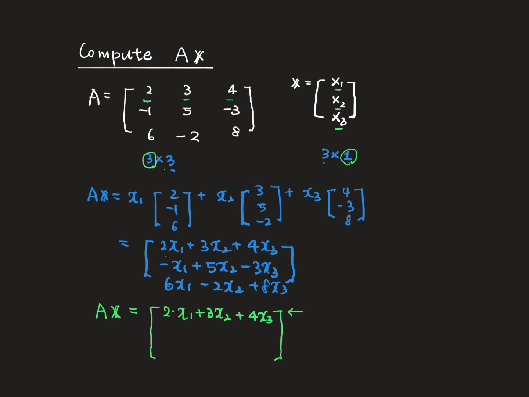Okay, let's go to the second row. The second row is right here: negative 1 times x1, 5 times x2, negative 3 times x3. That's the second row. The third row is right here: 6 times x1, negative 2x2, plus 8x3. That's how you find the third row, guys. That's how to compute a matrix and vector quickly, guys, okay?